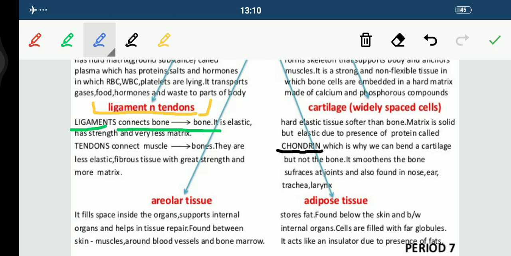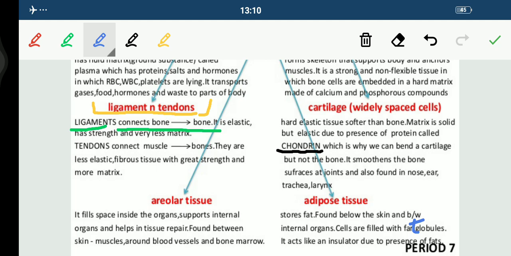Now students, what exactly is adipose tissue? Adipose tissue stores fat in our body, and it is found below the skin and between the internal organs. Cells are filled with fat globules, right? They are fat globules, and it acts like an insulator due to the presence of fats.